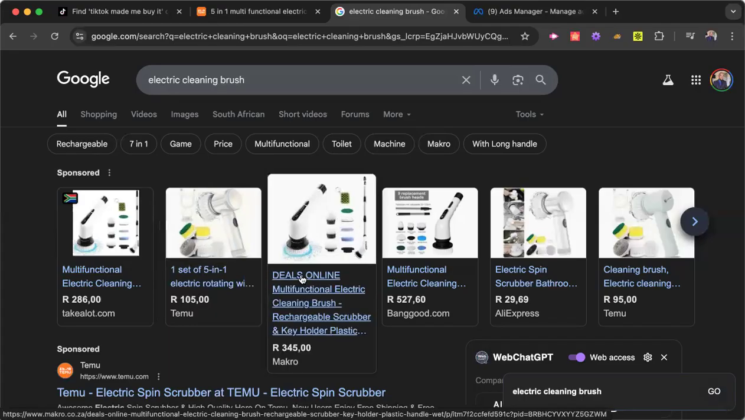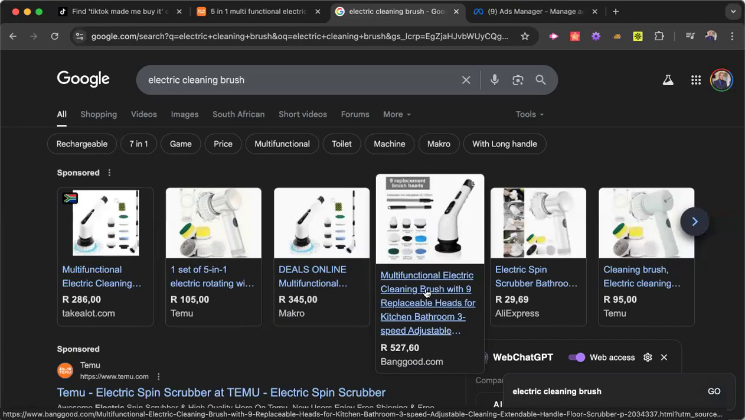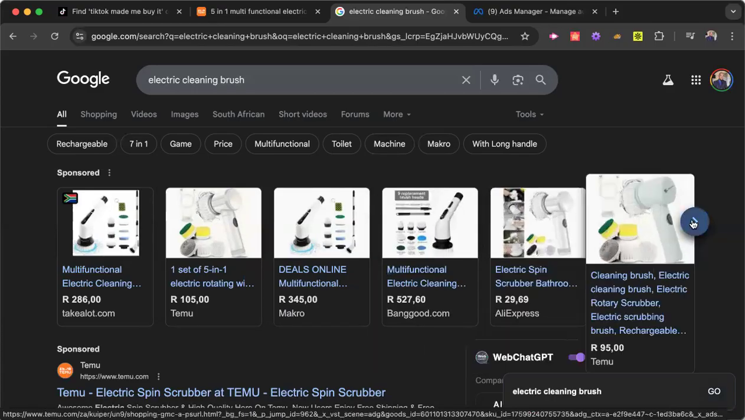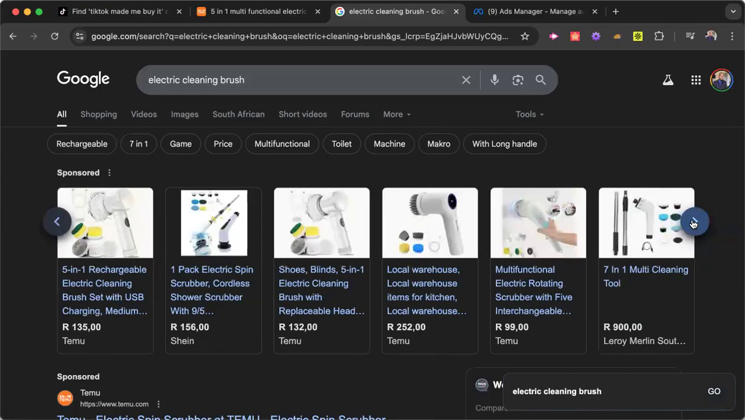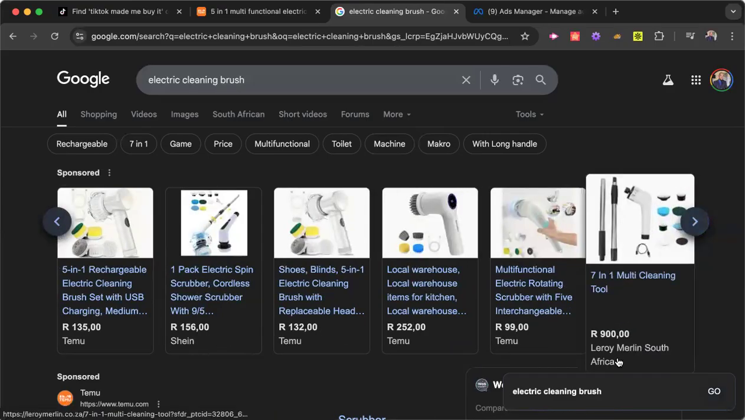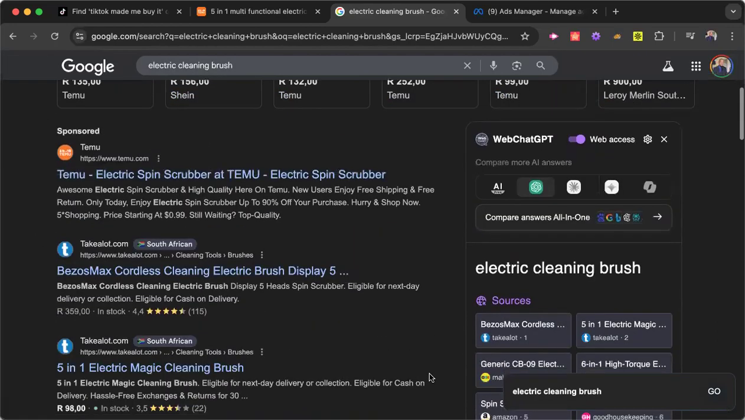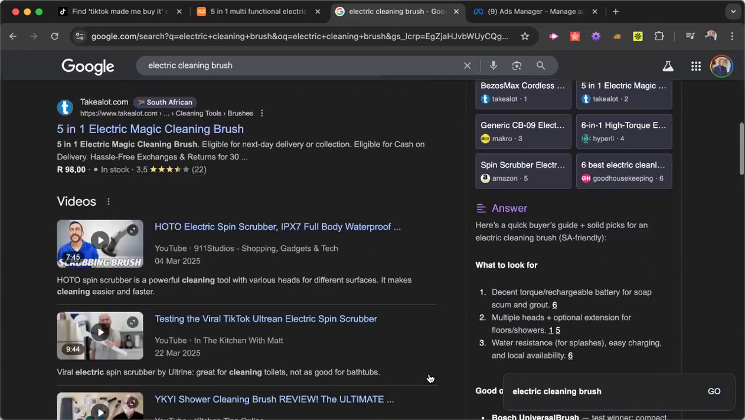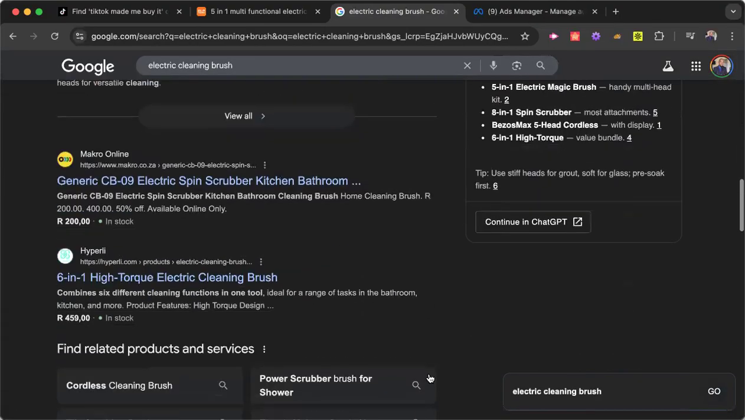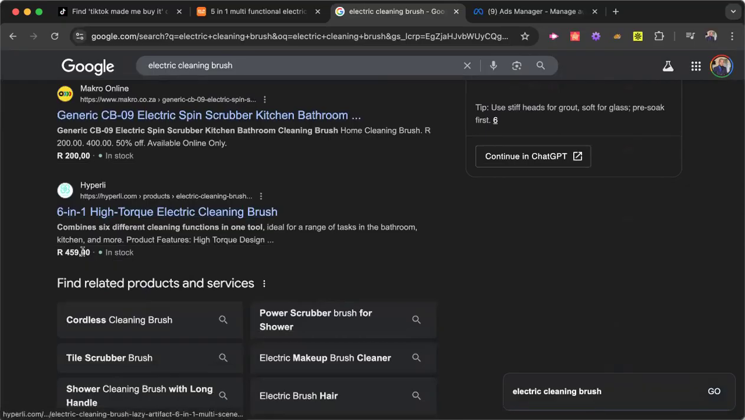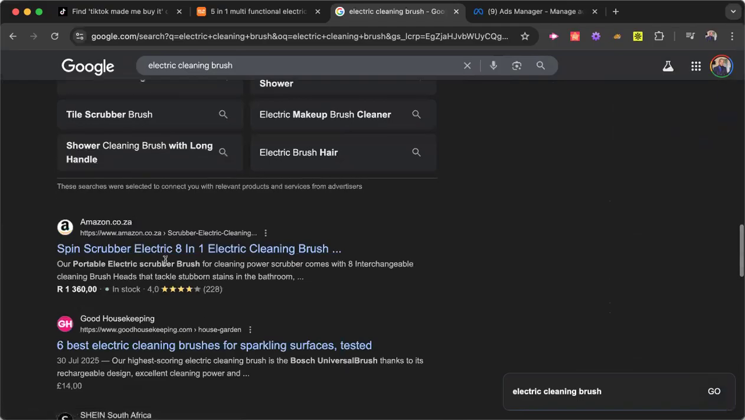But anyway, just a quick scan. On Macro, they sell a similar product for 345 Rand. On Banggood, they sell it for 527.60 Rand. So there's a few examples. Leroy Merlin, 900 bucks. Now we're going to scroll down and look for competitors. So we got Hyperly at 459. So that's the kind of price range that we're looking for. The spin scrubber electric.